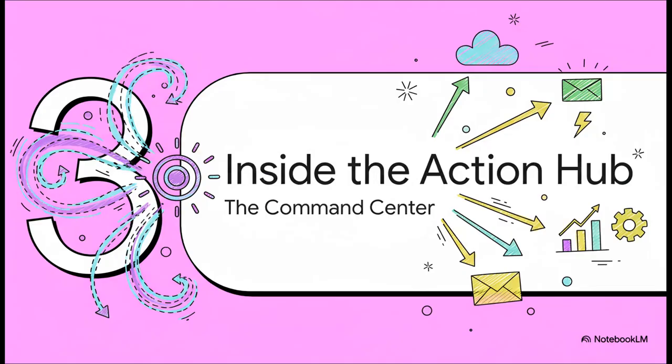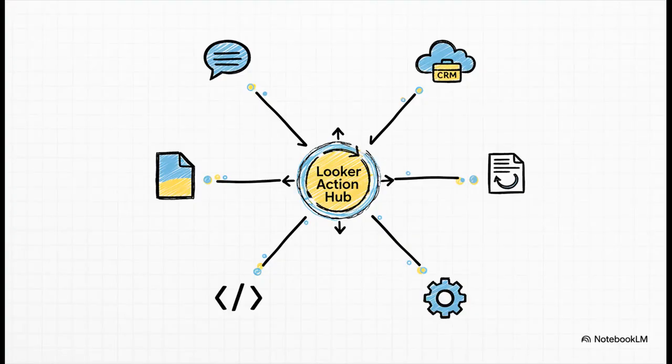So how are all these powerful connections managed? Well, that all happens inside what's called the Action Hub. Think of it as the command center that links your data to the rest of the world. The Action Hub is pretty much a marketplace for integrations. It lets you connect Looker to all the other tools your business runs on, whether that's Slack, Salesforce, Google Drive, or even custom-built internal apps.